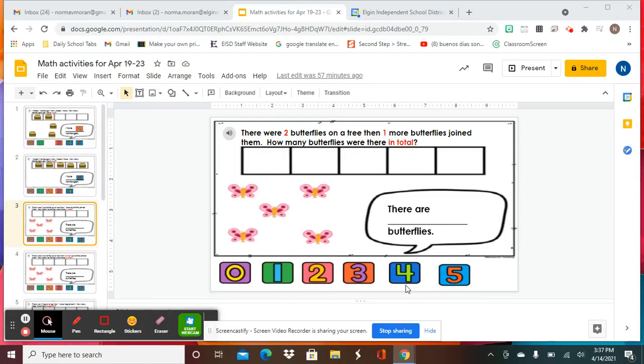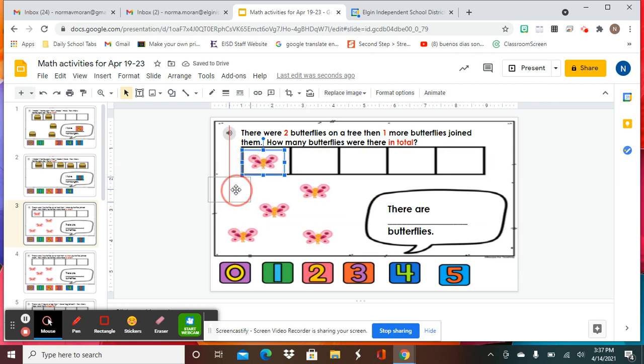Let's get started. For today's activity, we're going to continue adding. Up here, we have our word problem. Remember, this is our 5 frame that we're going to be using. It's called a 5 frame because it has 5 squares: 1, 2, 3, 4, and 5. Here are the objects we're going to be using today. We're going to be moving these butterflies up to the 5 frame. Remember, we can only put one butterfly per square. And then here we're going to put our answer. Once we add it all together, we're going to decide what the answer is and move that number up here.